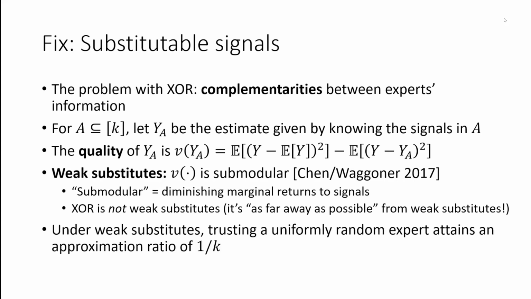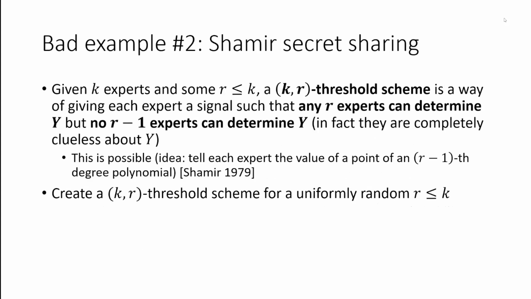Now, under weak substitutes, it's not hard to show that simply picking a uniformly random expert to trust attains an approximation ratio of 1/k. And the question you might ask is, is it possible to do better than that? Now, unfortunately, the answer here again is no.